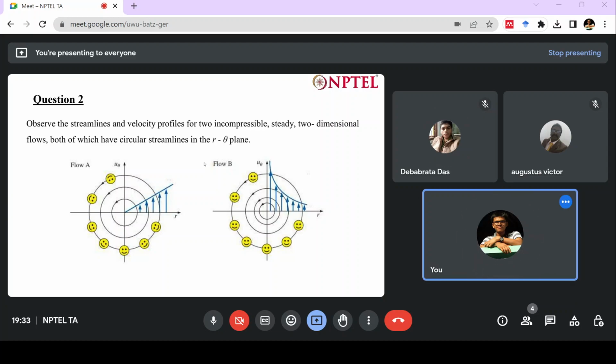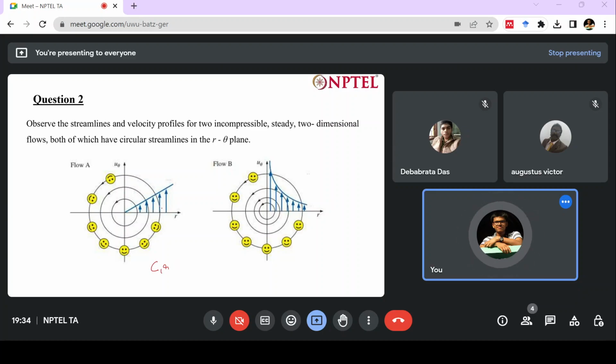Next question. So two flow fields are given. And a very helpful diagram is also given with the smiley faces, showing what is happening. This is a very common diagram. The first flow field, I think I had discussed also earlier.